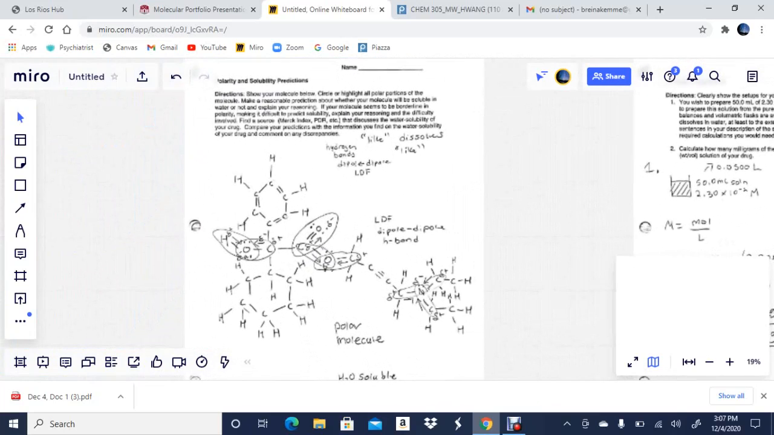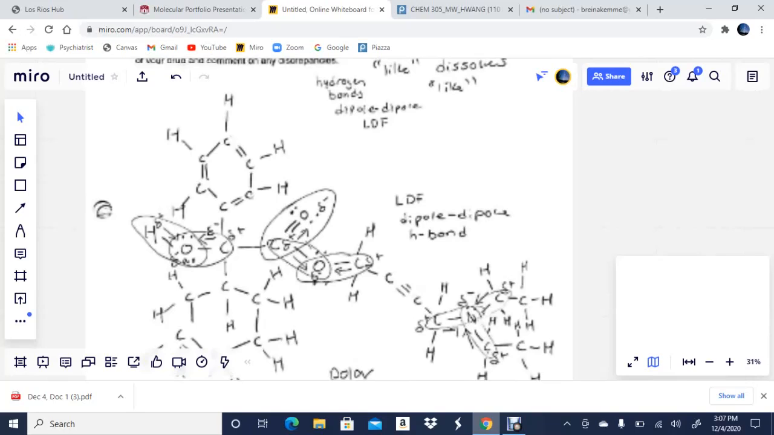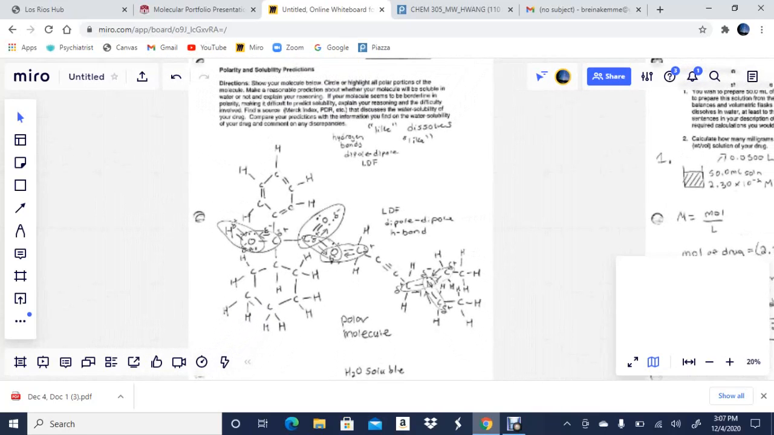This is polarity and solubility predictions. You can see circled, those are all of the polar bonds. It's kind of difficult to see, but I have arrows pointing, and I show the delta negative, a little bit of positive, a little bit of negative. And so my molecule, the molecule of oxybutynin, is a polar molecule. There are hydrogen bonds, dipole-dipole forces, and London dispersion forces. Those are the intermolecular forces of Ditropan, or oxybutynin.